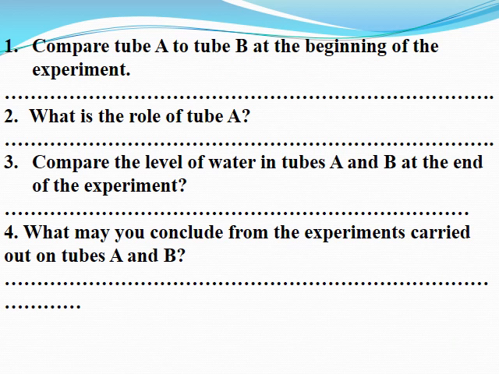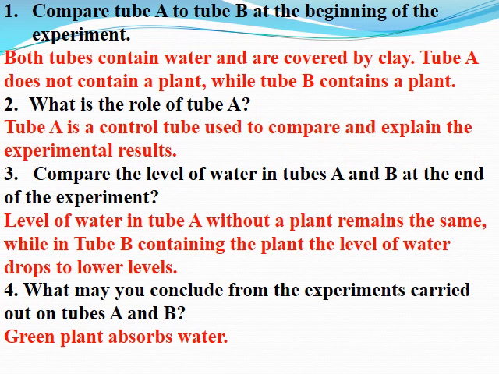Let's see what's needed here. Compare tubes A and B at the beginning of the experiment. What is the role of tube A? Compare the level of water in tubes A and B. What may I conclude from the experiment carried out on tubes A and B? You have to say that both tubes contain water and they are covered by clay. Tube A doesn't contain a plant, while tube B contains a plant. What is the role of tube A? Tube A is a control tube used to compare and to explain the experimental results.